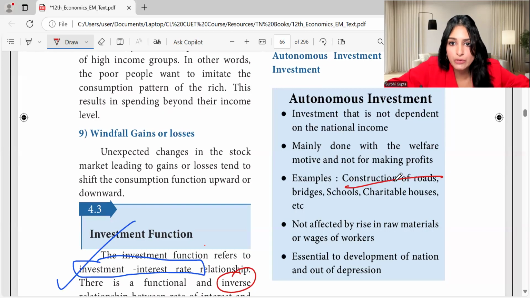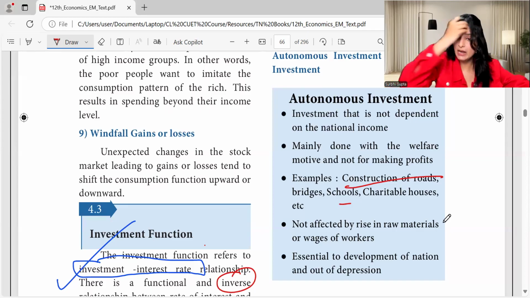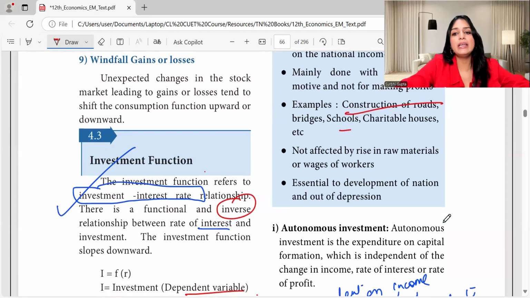Examples: construction of roads, bridges, schools, charitable houses, not affected by the rise in raw material or wages of workers. कि बढ़ेगा तो कम कर देंगे, ऐसा कुछ नहीं है. Essential to development of nation. उनको पता है कि ये नेशन की डेवलपमेंट के लिए जरूरी है, ये वेलफेयर के लिए जरूरी है. सो वील अंडरटेक दिस इन्वेस्टमेंट इररिस्पेक्टिव ऑफ द नेशनल इनकम.